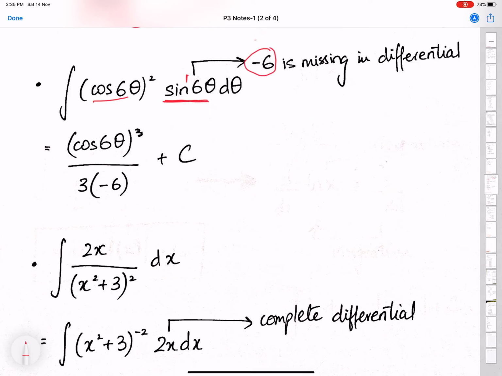So you can easily use basic formula 1 here. Add 1 in power, divide this function by the resultant power and by the missing differential. This minus 6 is for the missing differential. This 3 is for the resultant power.